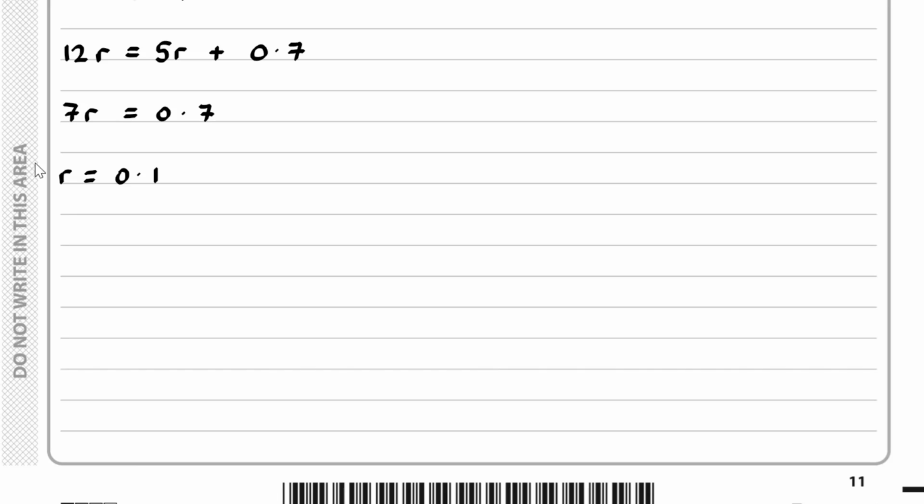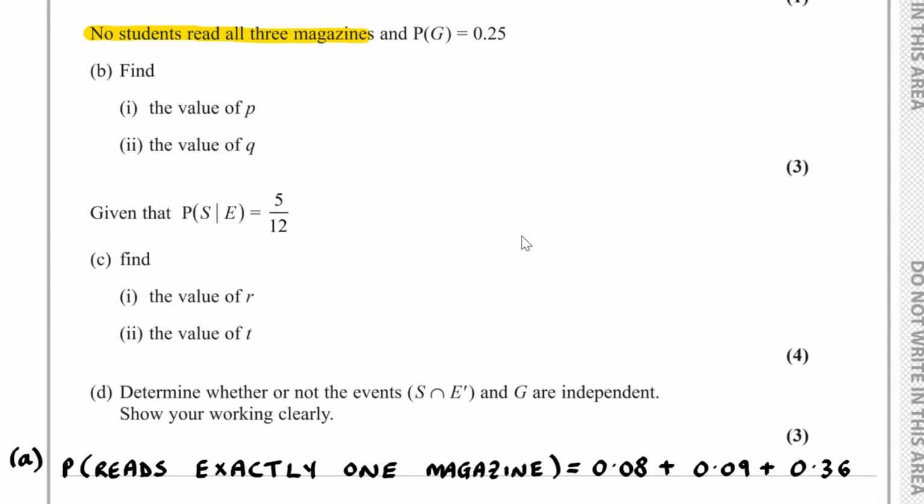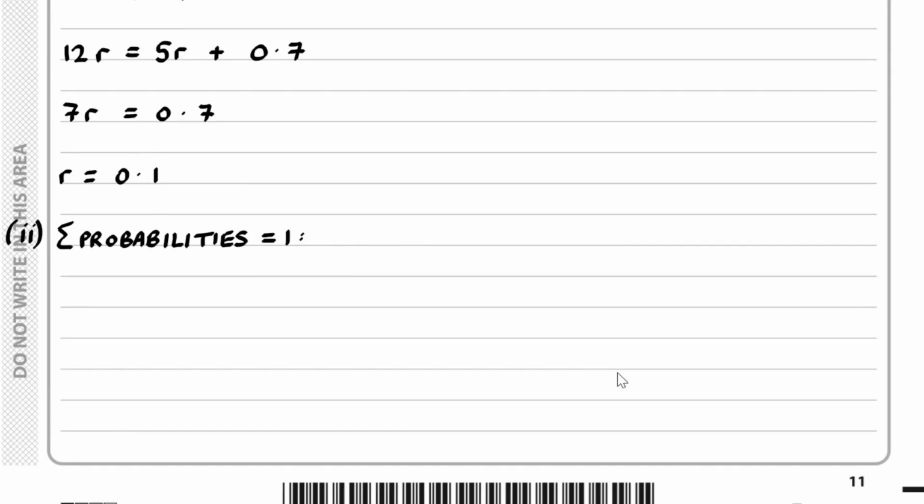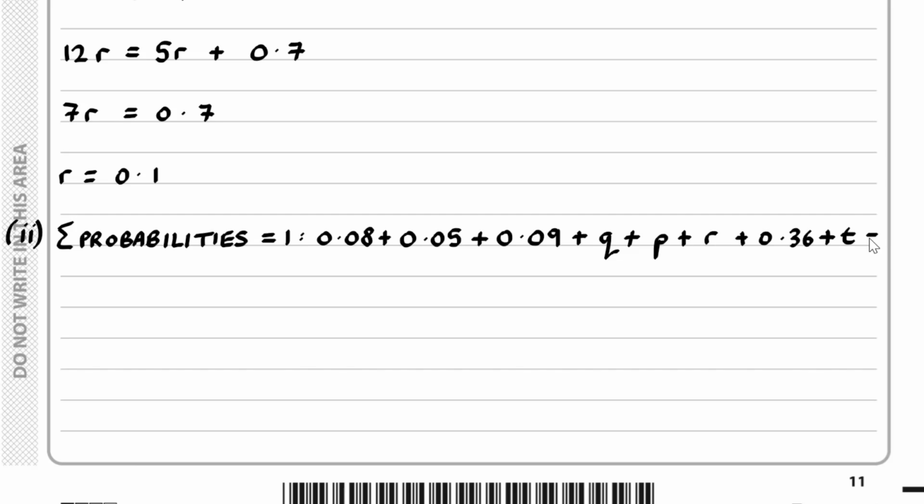So for the next part of the question, the sum of the probabilities is equal to 1. So if we add up all these probabilities shown in this table, we have 0.08 plus 0.05 plus 0.09 plus Q plus P plus R plus 0.36 plus T. This is all equal to 1.